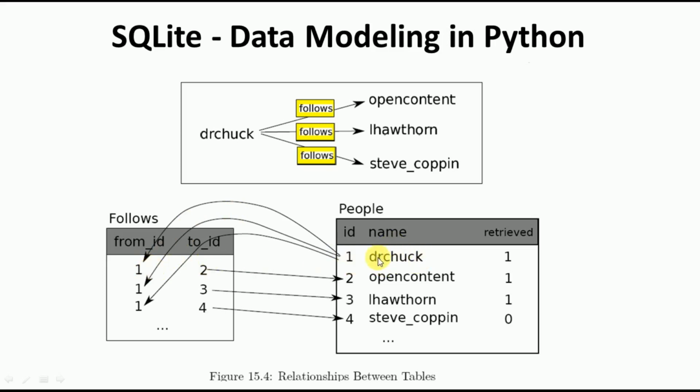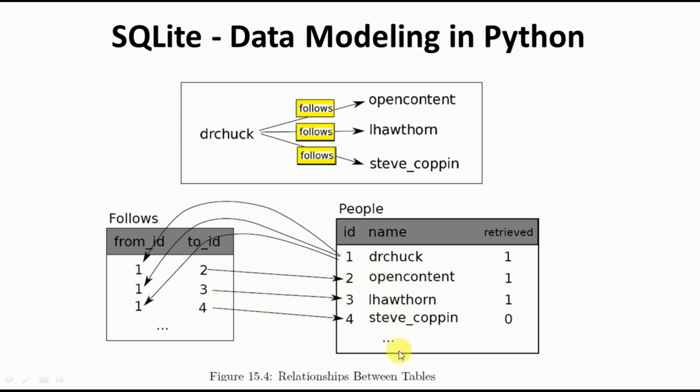And then the second friend will be extracted from Dr. Chuck. Assume that this is the second friend. It will be set to 0, and the ID of this second friend is 3 in this case. What is the main ID? That is Dr. Chuck, whose ID is 1. So 1 and 3 will be inserted into the follows table. The same thing for the third friend. The third friend is Steve Coffin, and his retrieved value will be set to 0 initially. Steve Coffin's ID is 4 and Dr. Chuck's ID is 1, so 1 and 4 will be inserted into the follows table.